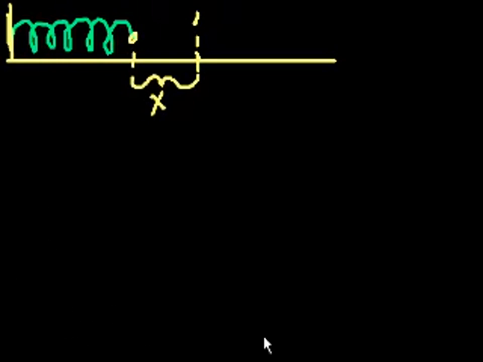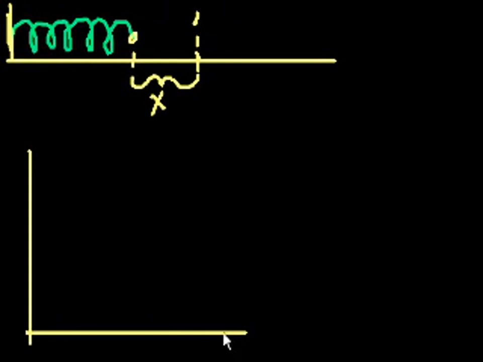So let's draw a little graph here. Let's make my y-axis, my x-axis, and so this axis is how much I've compressed it, x, and this axis, the y-axis, is how much force I have to apply. So when the spring was initially all the way out here, to compress it a little bit, how much force do I have to apply?